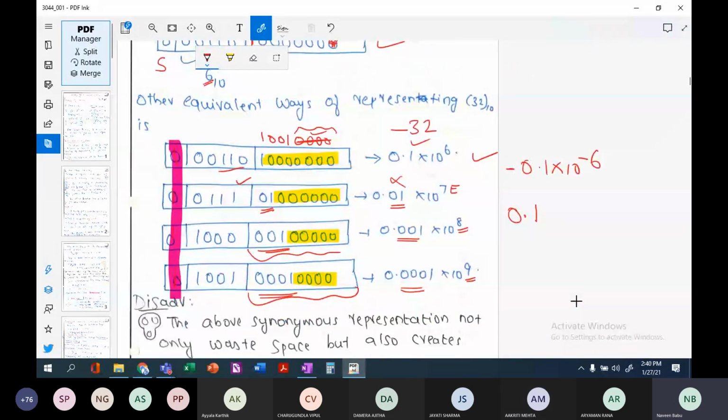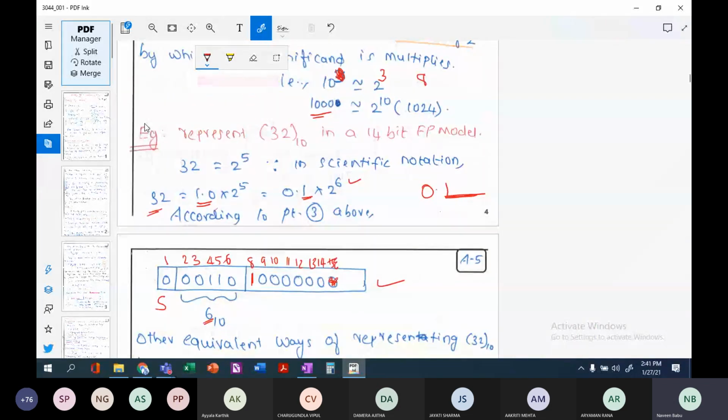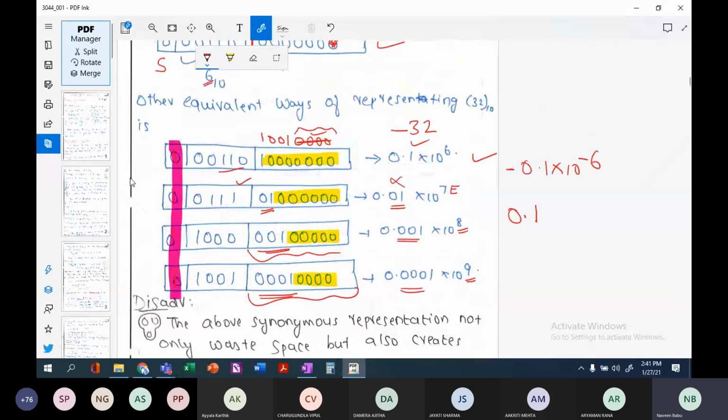Very valid question. Why did we do this here? We are handling decimal numbers here. Please note 32: we never converted it into a binary value. 32 to the base 10 means that we are trying to represent a decimal number in a 14-bit floating point number. So that is the reason here. Otherwise, it is actually powers of 2 only.